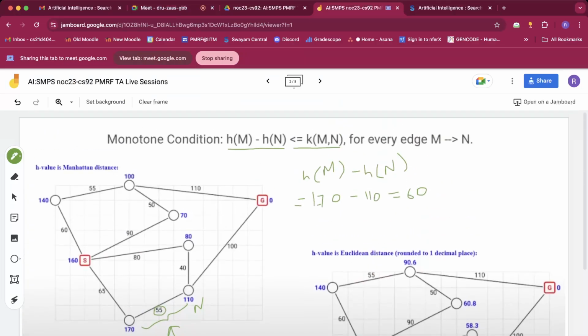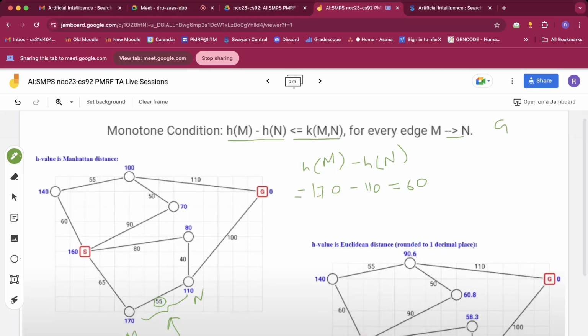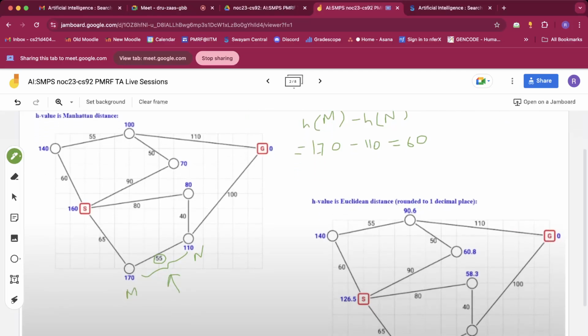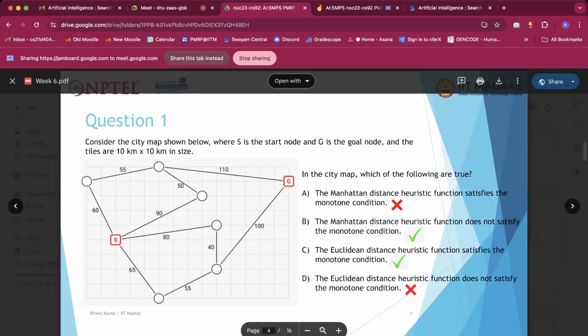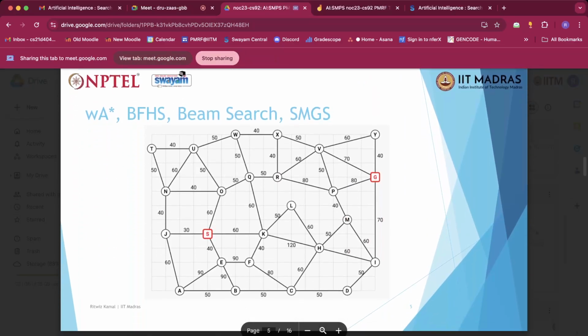For any given pair of nodes m to n, where the direction of the edge is towards the goal node, the difference of the heuristic values h(m) minus h(n) should be less than or equal to the actual cost of going from m to n. Okay, this is the monotone condition, which is not satisfied in case of Manhattan distance heuristic value, and it is satisfied in case of Euclidean distance heuristic value. This is the first question in a nutshell, and I think it should be pretty clear to everyone now.